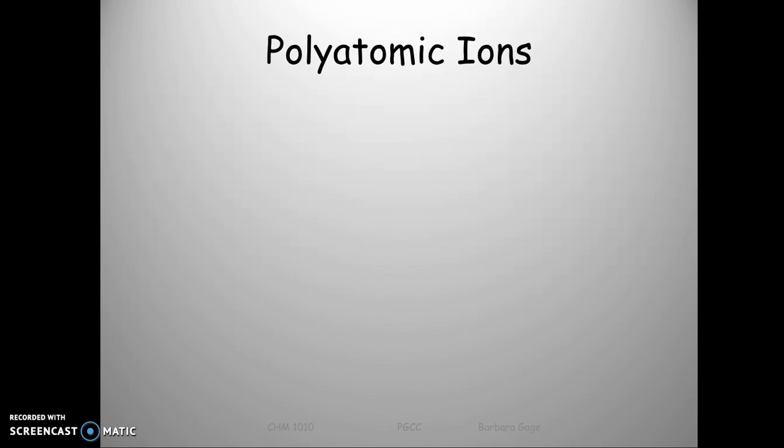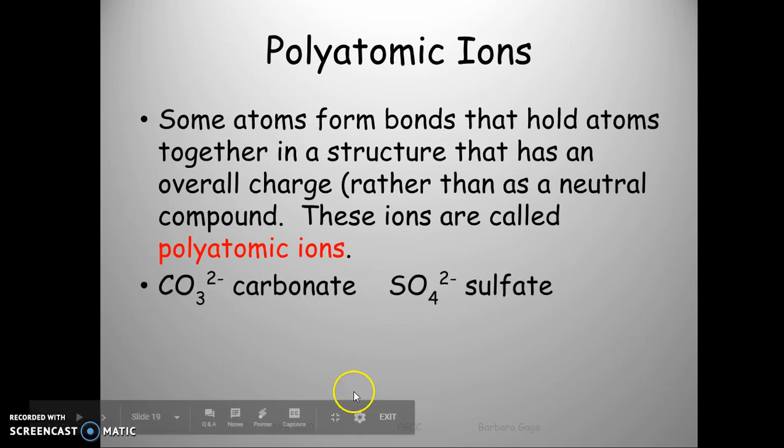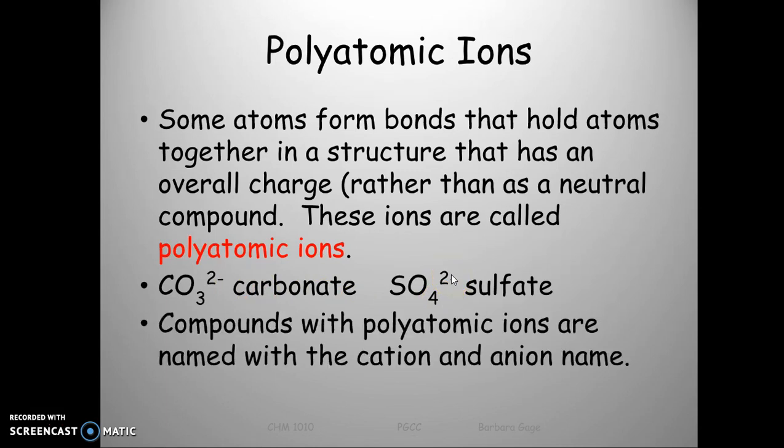Finally, this is the last thing I'll have in this set of video notes, polyatomic ions. So polyatomic ions are atoms that have formed with multiple ions, okay? These guys have bonds that are so strong that they stick together in a structure, and that whole structure has an overall charge, okay? So these are called polyatomic. For example, CO3 has a 2 minus charge, and that's just called carbonate. SO4 also has a 2 minus charge, that's called sulfate.